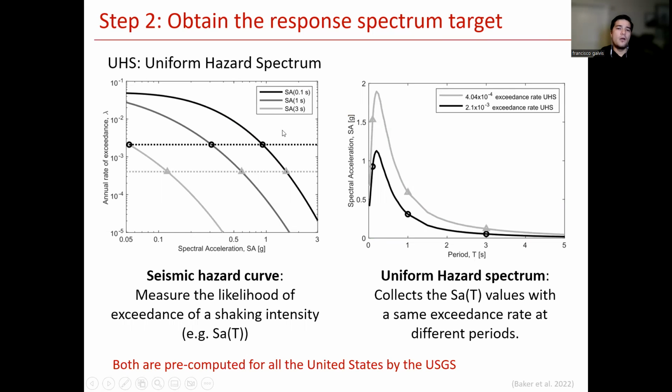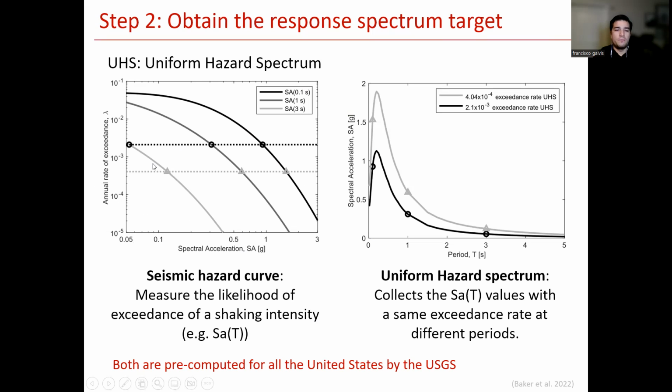So the idea is that for each period, you can construct a hazard curve, which is really a plot like the one you see on the left here. Every value of spectral acceleration has an annual rate of exceedance, right? In a given year, there is a rate at which that intensity could be exceeded, and that annual rate of exceedance depends on the magnitudes of the ground motions that could happen in all the faults around the given site.